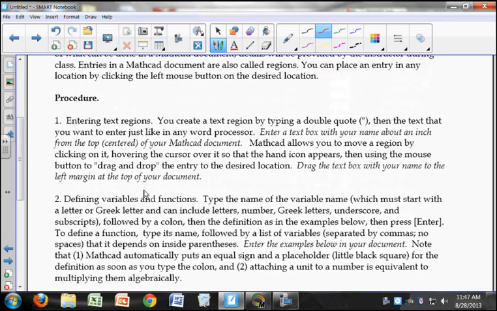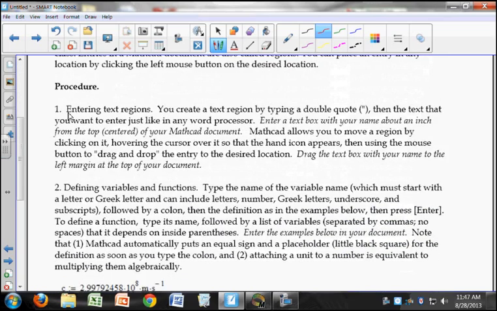Okay, so first things first, the very first skill you need to learn is how to enter text. Now, entries in Mathcad are called regions. So you have a Mathcad document just like you have a Word document. Entries in a Mathcad document are called regions, and one type of region is just plain text. It just shows whatever text you type. Mathcad doesn't do anything with it other than display it.